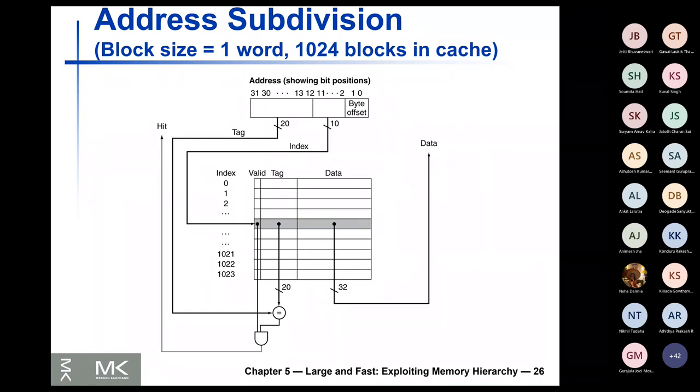Now, given a 32-bit address, the last 2 bits are byte offset, which are basically word offset. We have already seen that the last 2 bits we do not consider. Now, because there is 1 word, because that is the block size, the next 10 bits in this case are index. Why are the next 10 bits index? Because 10 is dependent on the number of entries in the cache. So how many blocks were there in the cache? There were 2 power 10 blocks in the cache, 1024. So 10 bits are used for the index.